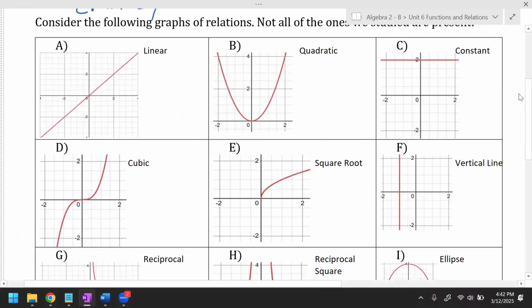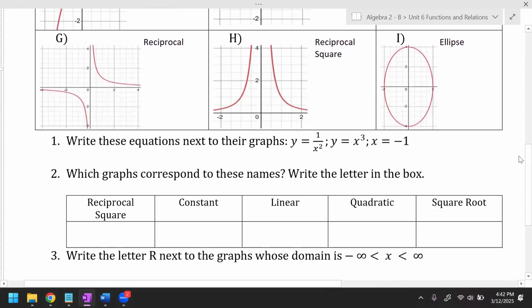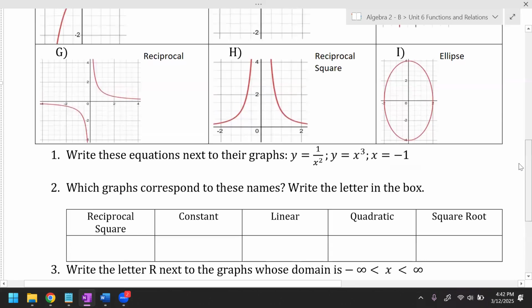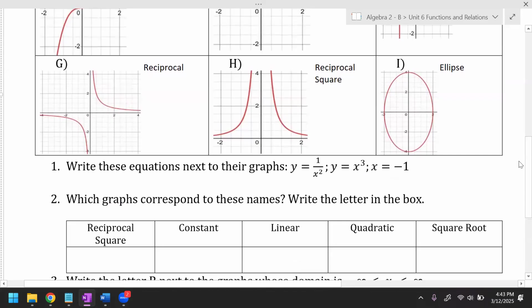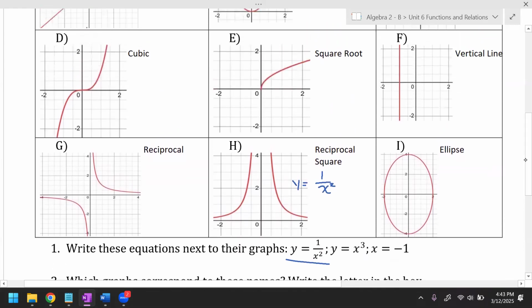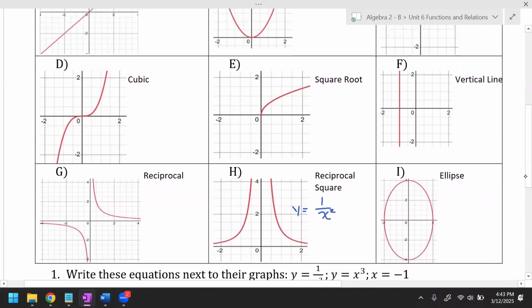Okay, our first question asks us which of these equations go to which graphs. Y equals 1 over x squared, easiest thing to do, just put it into your calculator. You'll see that it looks kind of like that, and that's why this has the equation y equals 1 over x squared. Similarly, the cubic function has this equation, y equals x cubed. Plug that into your calculator, and you should be able to get that this is y equals x cubed.